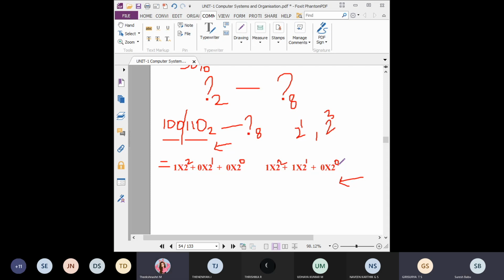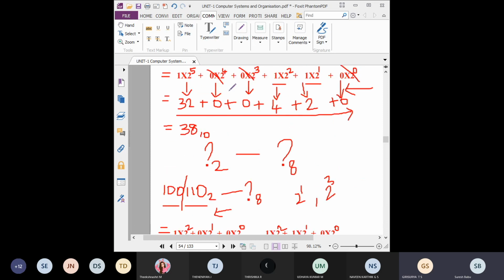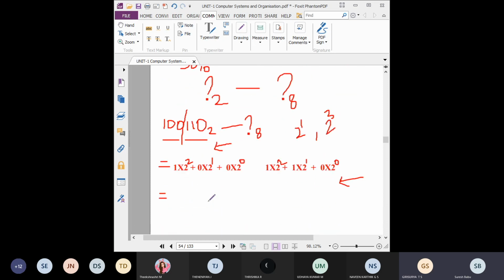Yes, okay, sir. 2 power 0, 2 power 1, 2 power 2. Again the next 3 numbers, again 2 power 0, 2 power 1, 2 power 2. However many 3-number groups there are, you have to do it by the same method. So now the next step, the same procedure. What you did before, you have to multiply and give the value. So what is the answer, students?